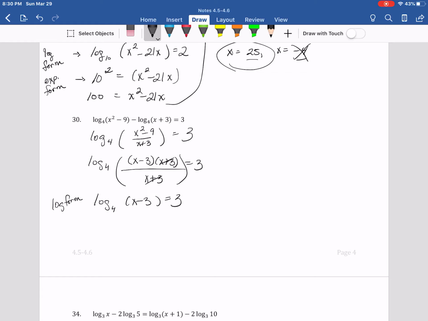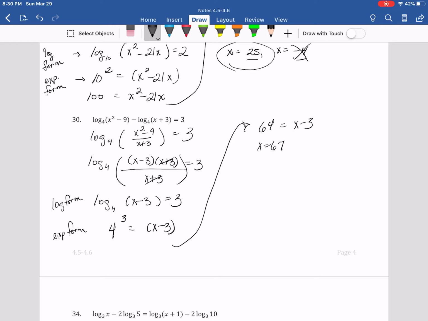of my equation, and I want to write that as an exponential form of my equation. So that's going to be base 4 to the exponent 3 equals x minus 3. Those are the particular spots that everything needs to fall into. Okay, so let's go up here. 4 cubed is 64. And you add the 3 to the other side, you get x equals 67.